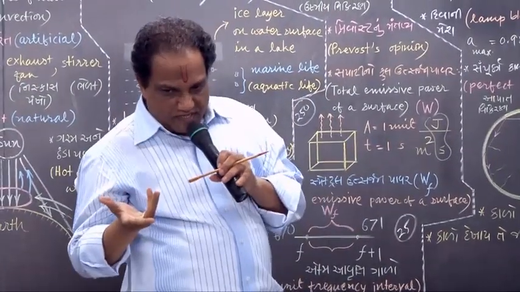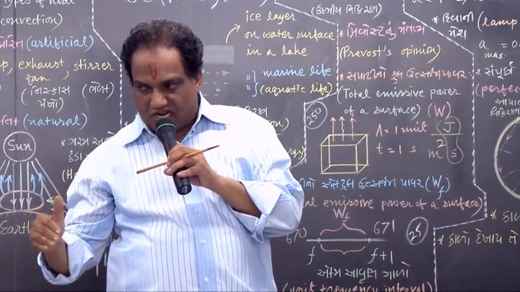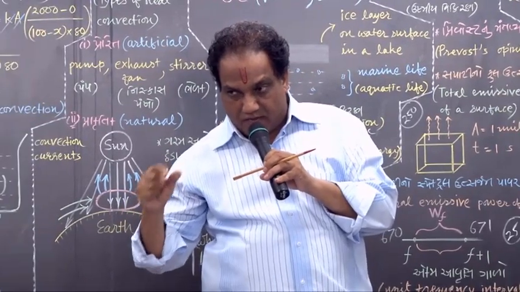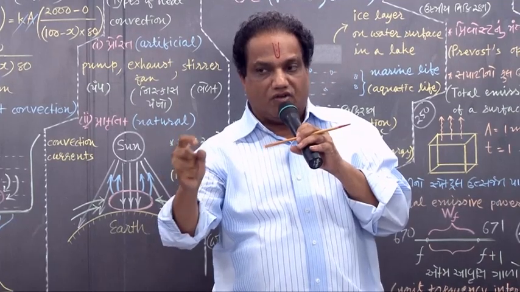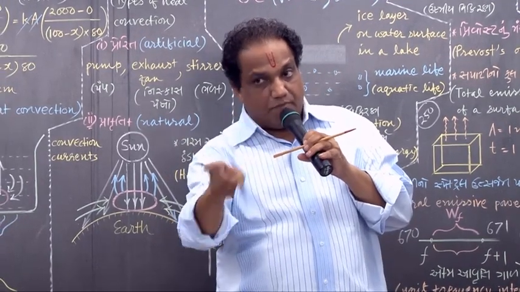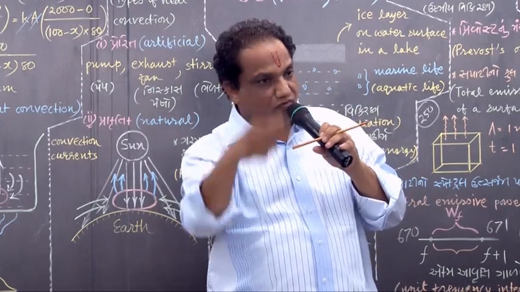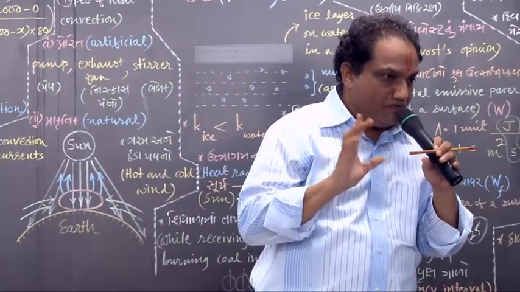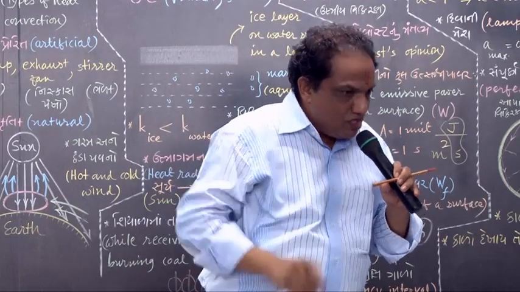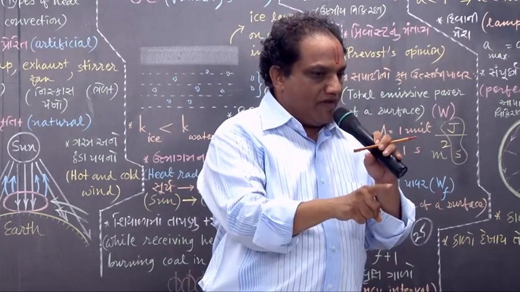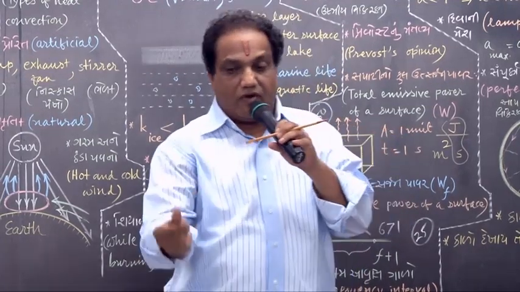And what do you mean by that? Latent heat of fusion of ice means the amount of heat required to transform 1 gram of ice completely into water at the melting point of ice. Practically we find it 80 calorie per gram. So if you want to melt 1 gram of ice and transform it completely into water, you will require 80 calories.